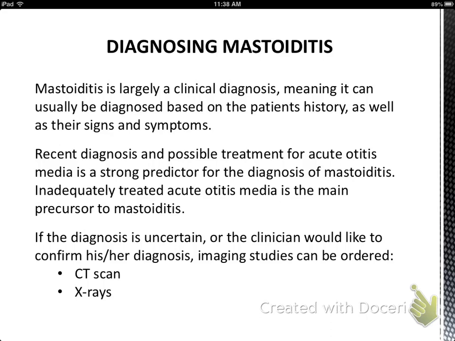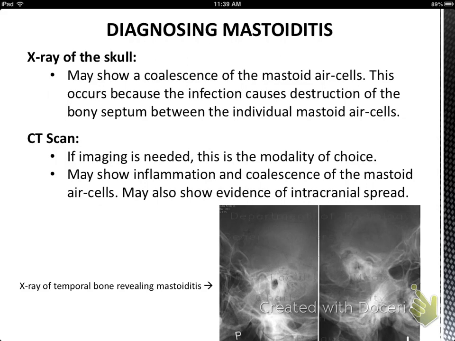If the diagnosis is uncertain, or the clinician would like to confirm his or her diagnosis, a CT scan or plain film X-ray can be ordered. Now, plain film X-rays are rarely needed or used for that matter. However, if needed to confirm the diagnosis, radiographs may show what we call a coalescence of the mastoid air cells, which means they're joining together.